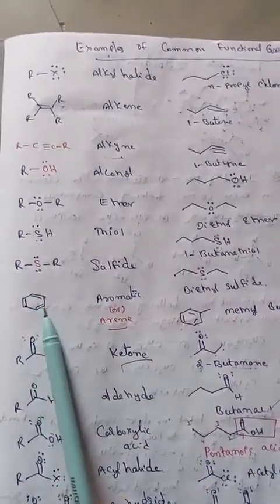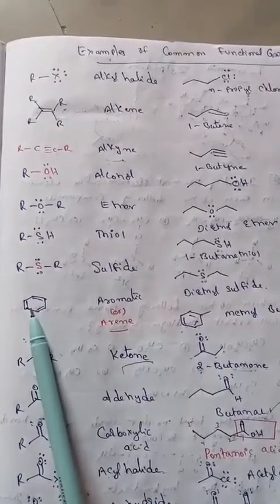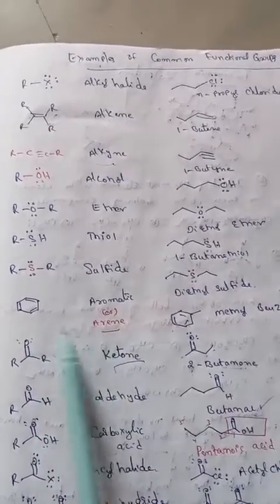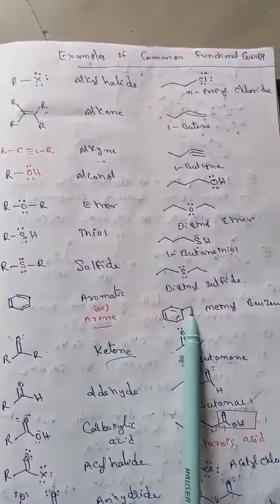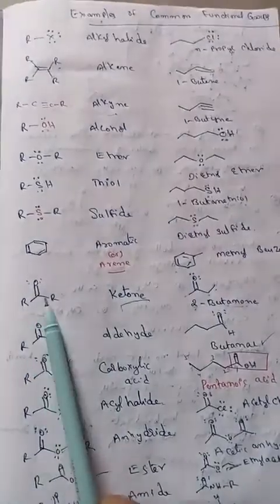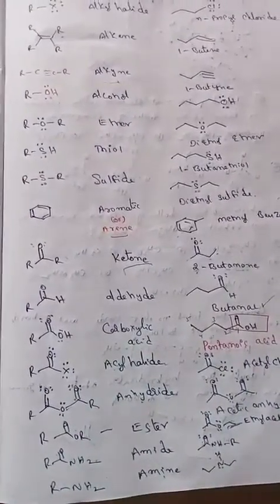And aromatic compounds have 4n plus 2 pi electrons. Aromatic compounds are arenes. For example, with a methyl group, it is called methyl benzene. Next, another class is the carbonyl compounds.